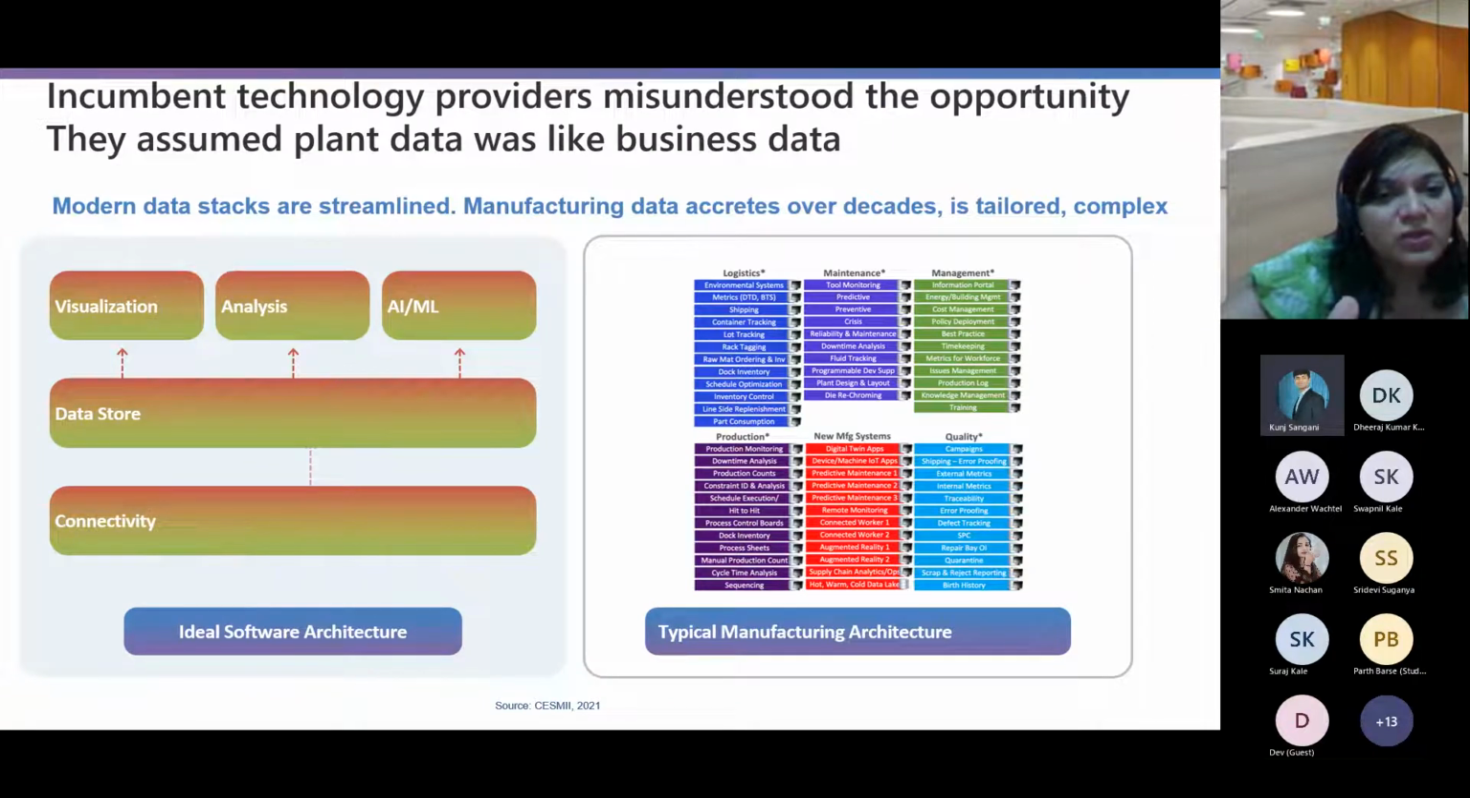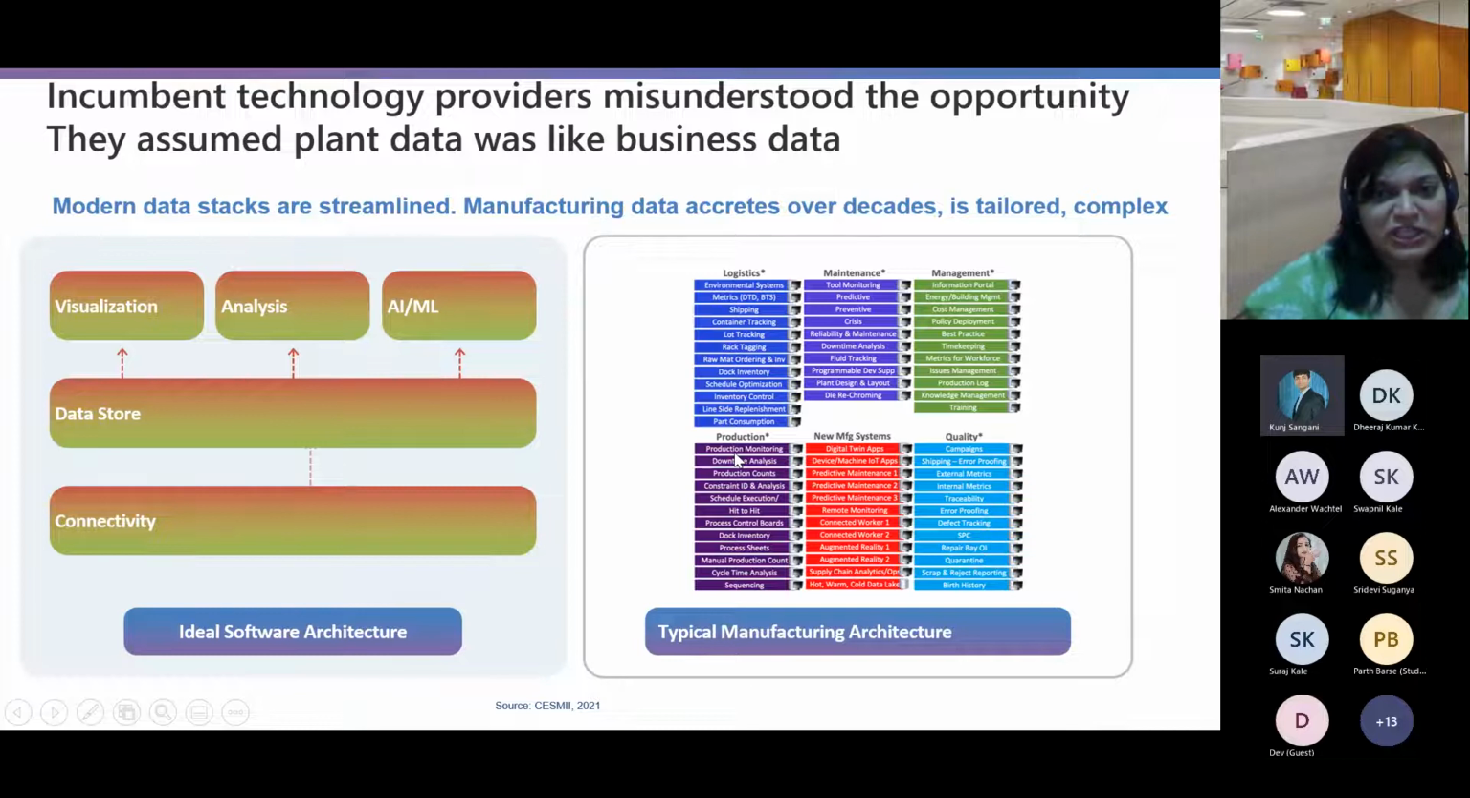Why is it that? Because what we see as an ideal software stack, for example, is connectivity, data storage, visualization, analytics, AI, ML. But for the manufacturing industry, this is what it actually looks like. So this is the expectation versus the reality.